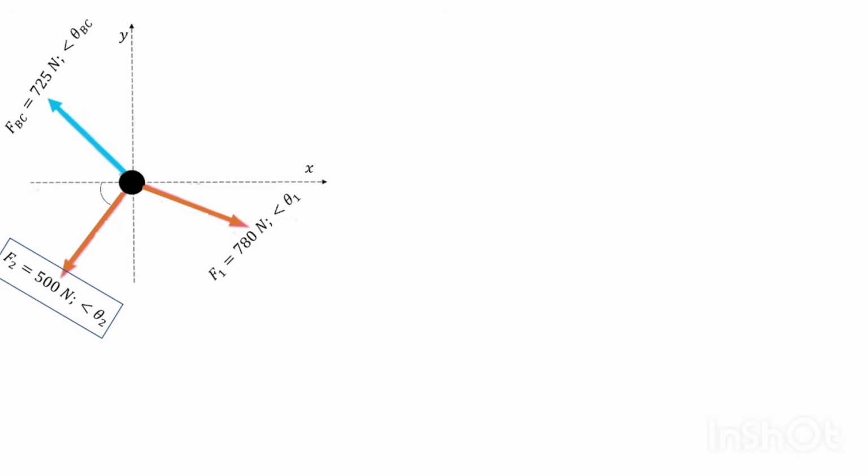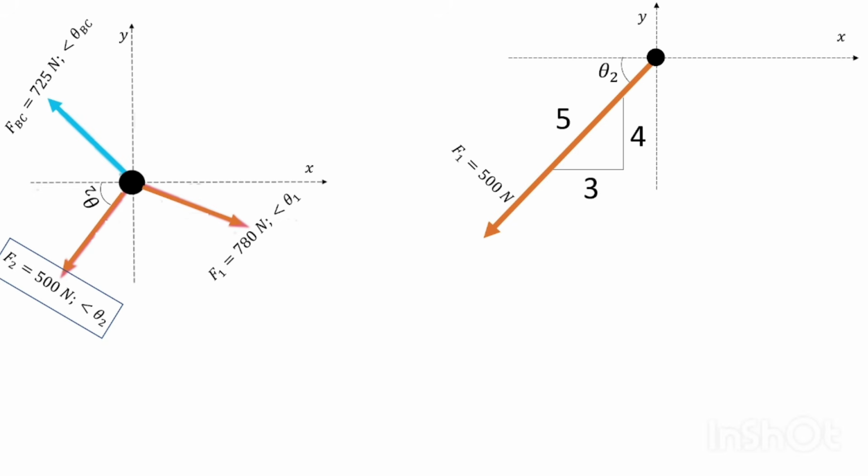Now we're going to work with the second force, F2, which is equal to 500 Newton, and we're using the angle theta 2. So we start by bringing out the diagram itself. Having gotten this diagram, it's easy to find our angle theta 2. We know that sine theta 2 is the opposite divided by the hypotenuse. For this case, it's 4, which is the side facing the angle, divided by 5, which is the hypotenuse. That's the longest side, or the side facing the right angle.